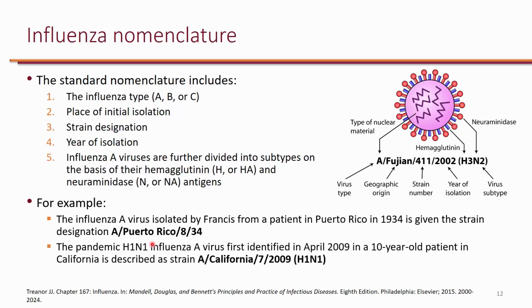8/34. And then a more recent example is the pandemic H1N1 influenza A virus first identified in April 2009 in a 10-year-old patient in California, which has the designation A/California/7/2009, and then in parentheses, because this is A, we have H1N1. In 1934, they didn't have the molecular capability to type H and N, so that's why the 34 from 1934 doesn't have it. But in the modern era, we have the molecular capability to type H and N. So this is the H1N1.